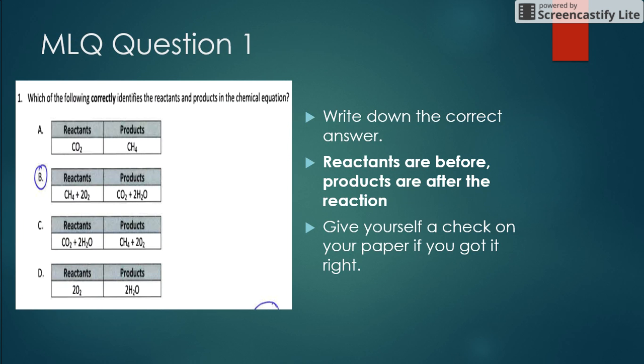MLQ question 1. Which of the following correctly identifies the reactants and products of a chemical equation? The correct answer here was B. I want you to look on your MLQ and write down the correct answer in your packet. So the correct answer is B. And why is this the correct answer? It's because reactants are before the reaction and the products are after the reaction. So check your paper to see if you got the right answer.